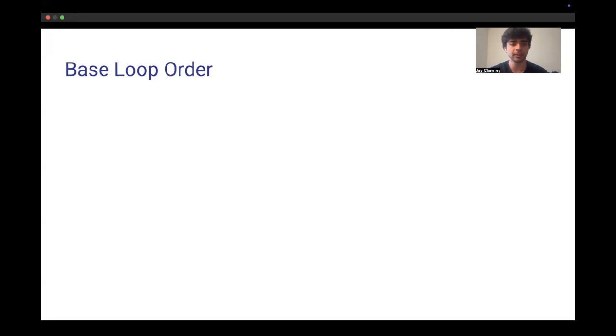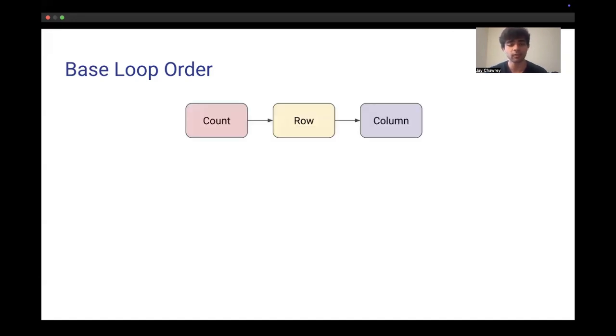Next, let's look at the base loop order. Loop order is the most important part for any parallel algorithm, since we know that the Mandelbrot set has a temporal dependency. That is, the current iteration depends on the previous iteration. To maintain this temporal dependency, we use the following loop order. The count was the outermost loop, followed by rows and columns. But this does come with a trade-off. We have to save the state of the whole grid for every iteration.